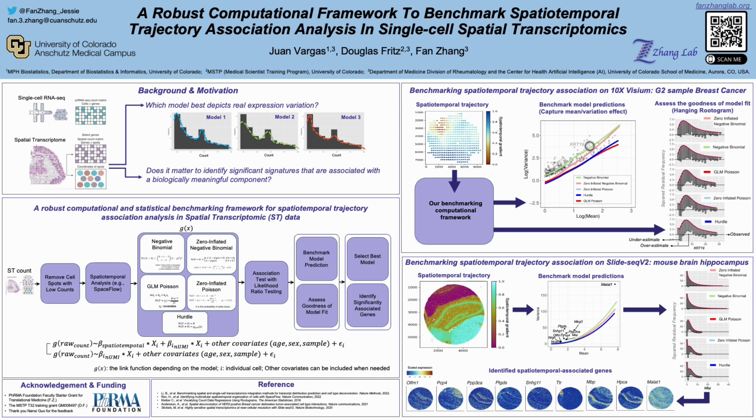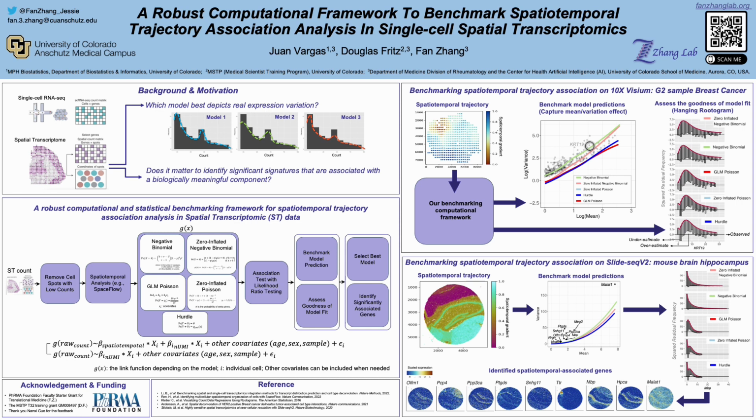For example, given a spatial temporal trajectory or gradient, how can we best identify the gene signatures statistically associated with such a component? Given this, we developed a robust computational and statistical benchmarking framework. As you can see here, we treat the ST count as an input, and first, we remove the low-quality cells and the spots with low counts.